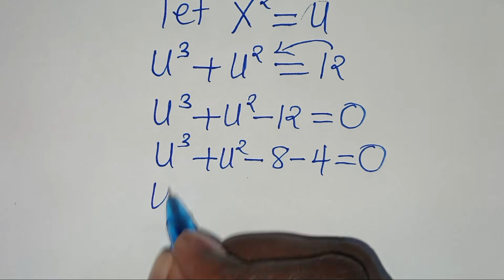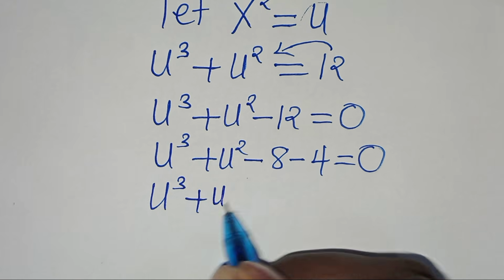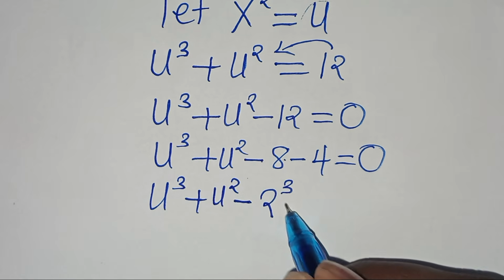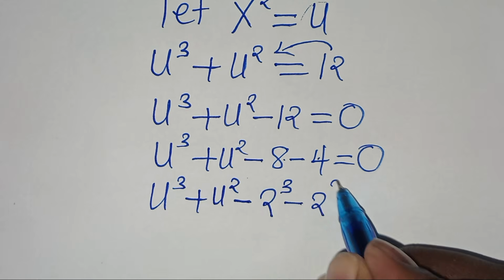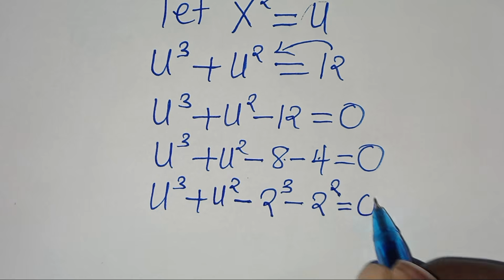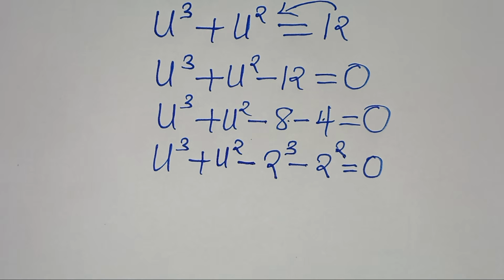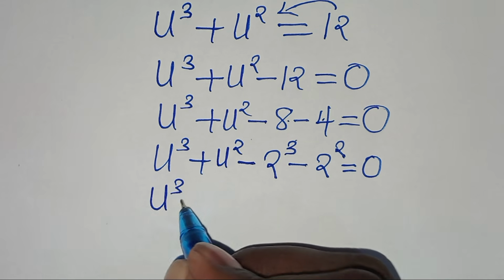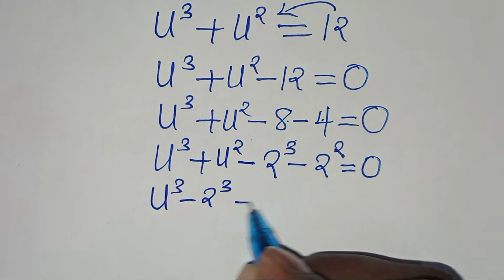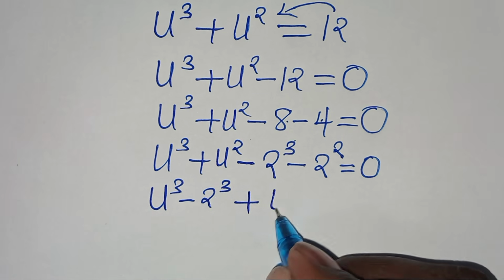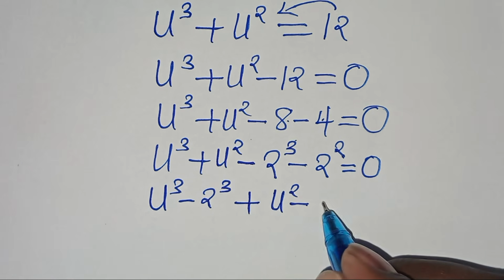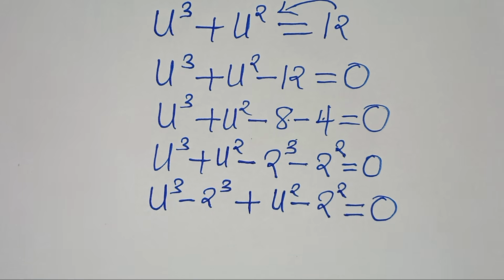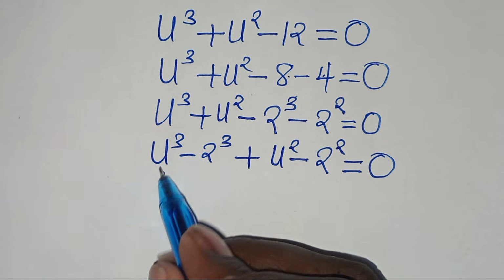So we have u to the power of 3 plus u to the power of 2 minus 8, which is 2 to the power of 3, subtract 4, which is 2 to the power of 2. This is equal to 0. Now, we have u to the power of 3 minus 2 to the power of 3, then plus u to the power of 2 minus 2 to the power of 2. This is equal to 0. So we have got two parts here.